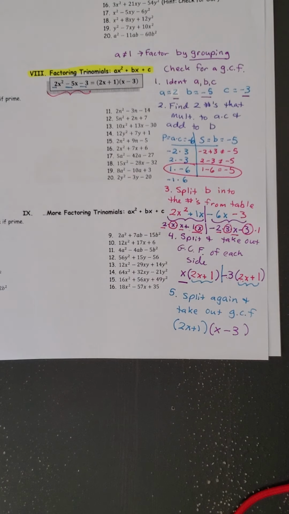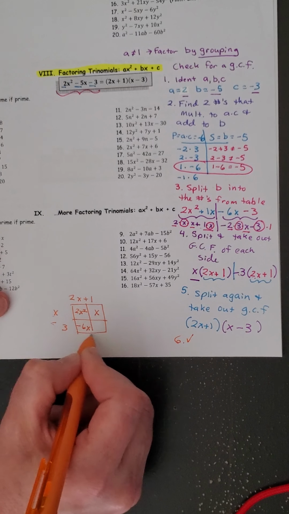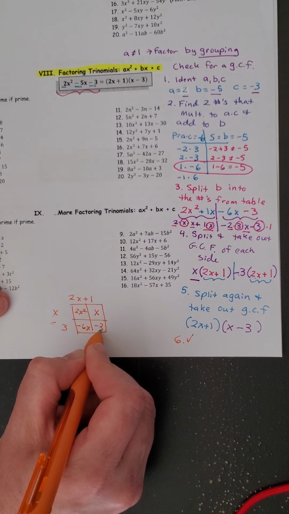So I'm going to multiply it. This time I'll do it in a generic rectangle. Make sure that you're not off the screen. No, you can see it. Okay. So I've got 2x plus 1 times x minus 3. So x times 2x is 2x squared. X times 1 is x. Negative 3 times 2x is negative 6x, and negative 3 times 1 is negative 3.